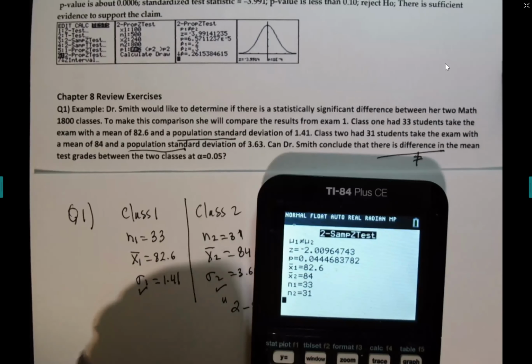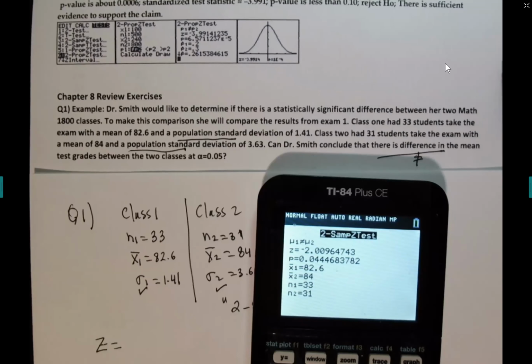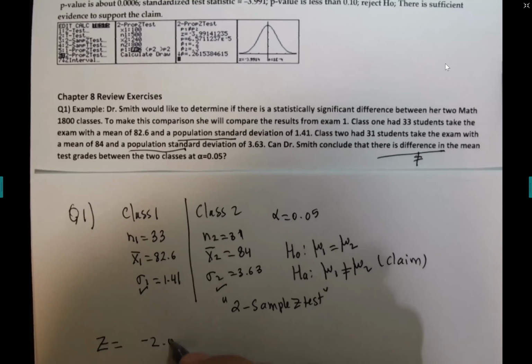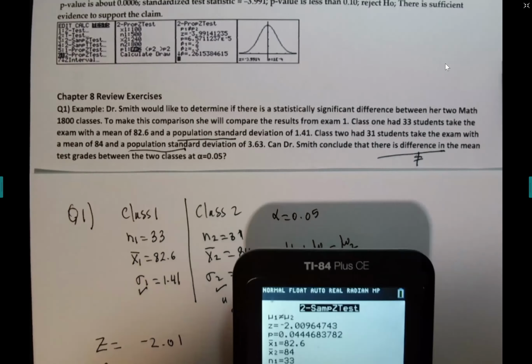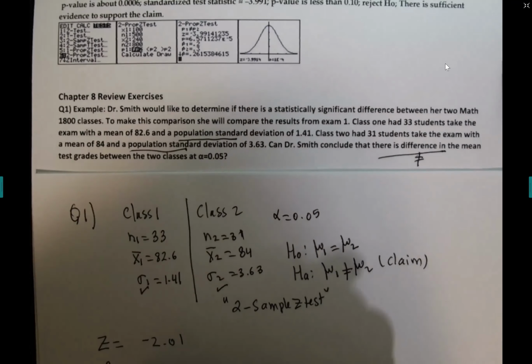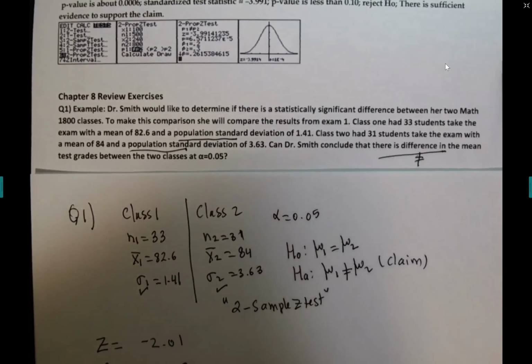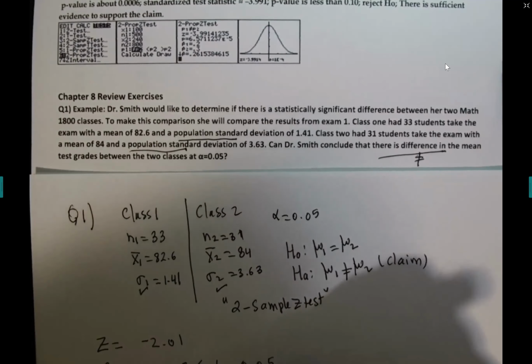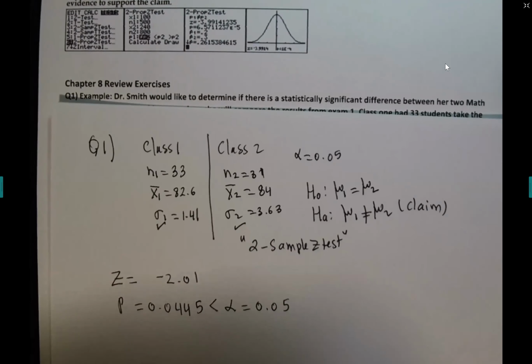So Z is negative 2.01 if you round it to 2 decimal places. And the p-value, guys, just look it up before I write it down, 0.0445. Okay. He wants that at alpha at 5%. It's less than alpha. So you reject H0.